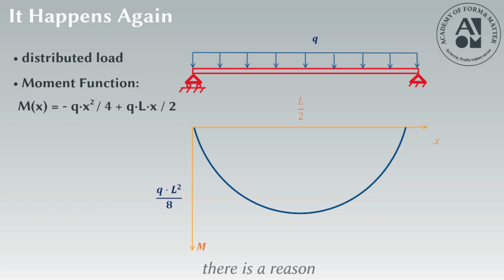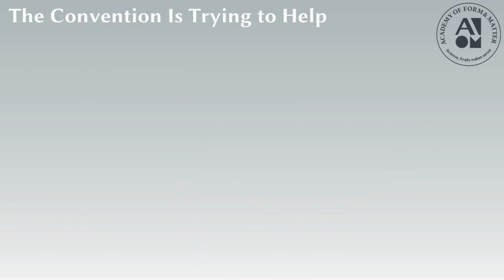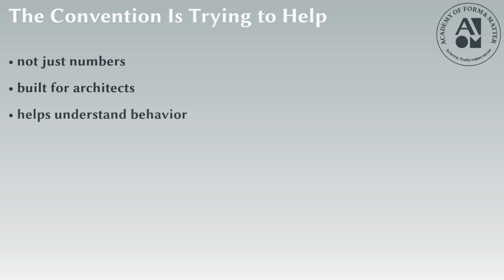But there is actually a very good reason for doing this. The answer is that the bending moment diagram is not drawn this way for mathematicians. It is drawn this way for architects and engineers. Its purpose is not only to show numerical values, its purpose is to help us understand the structure. And to do that, the diagram must tell us something about the way the beam behaves.